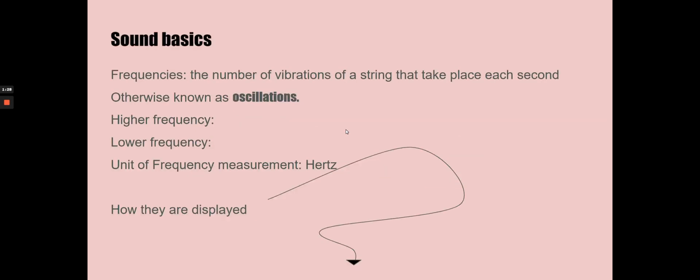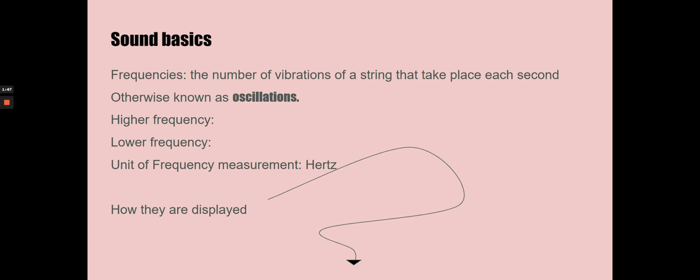Let's start off with the way we measure sound and notes, which is through their frequencies, which is the number of vibrations of a string, in this case, that takes place each second, also known as oscillations. A higher frequency gives us a higher note, and a low frequency gives us a lower note. And we measure frequency in the unit hertz.